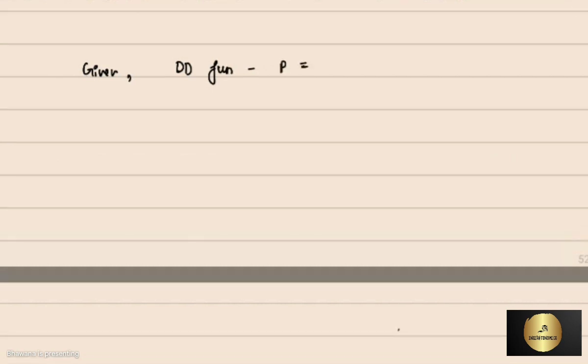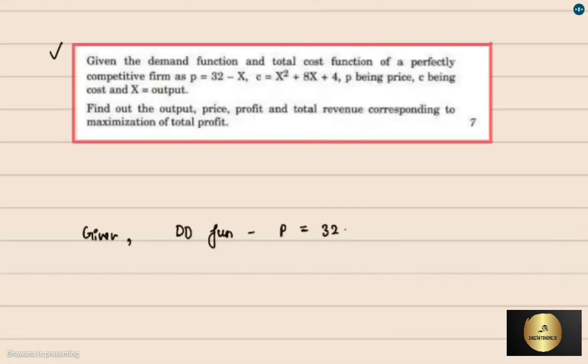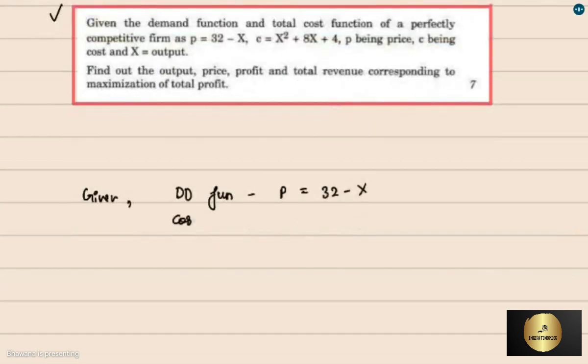First, let me write what is given in the question. Given demand function, which is P is equal to 32 minus X, where X is the output here, and cost function C is equal to X square plus 8X plus 4.